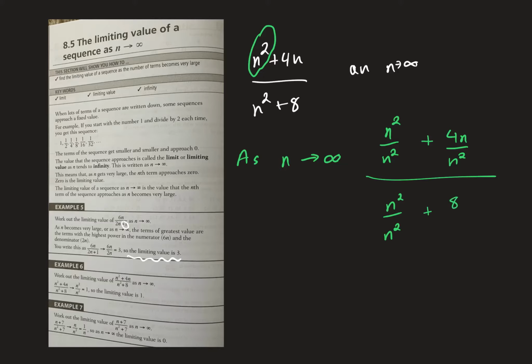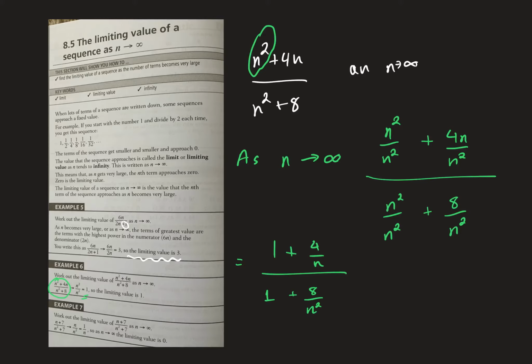Now, eventually, you won't need to be doing this, but I'm showing you why they go simply from that to this answer. So n squared over n squared equals 1. 4n over n squared equals 4 over n. n squared over n squared equals 1. And 8 over n squared.